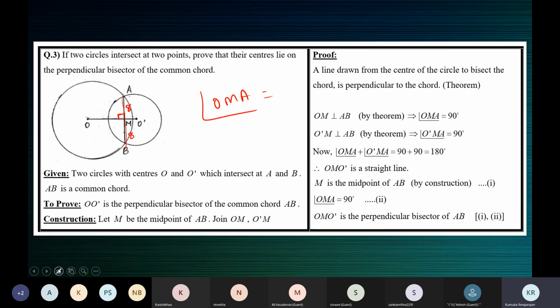Take a screenshot, children. Already taken, is it? Yes, ma'am. You can already, one second. I said you can also include this angle OMO dash is equal to 180.